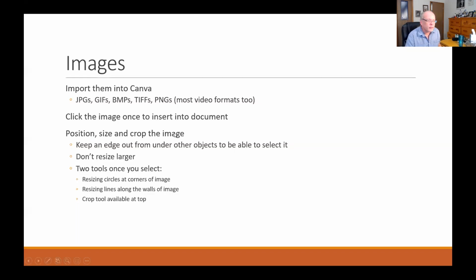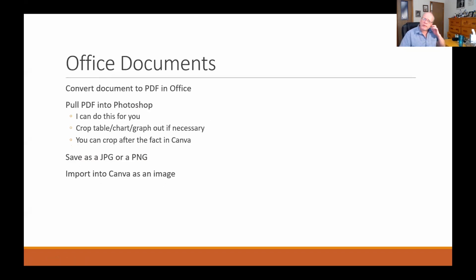We're about done here. So Office documents, I don't think I'm going to bother demoing these today. I did it last time, and this is more appropriate to fact sheets than for newsletters. But if you're wanting to pull an Office document into a Canva document of some kind, or a portion of an Office document, say maybe a part of an Excel sheet or a graph that you have embedded into a Word document, easiest way to do that is to convert the document to a PDF while you're in Microsoft Office, then take that PDF and pull it into Photoshop or Pixlr.